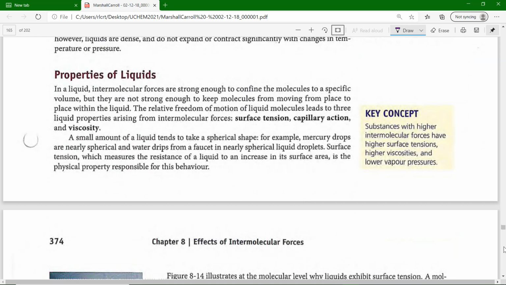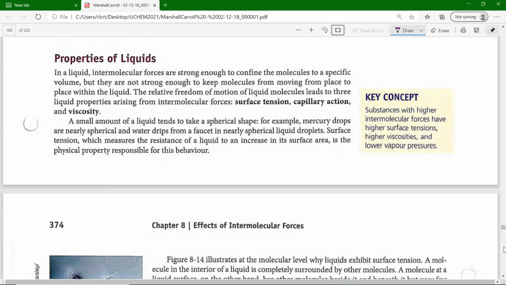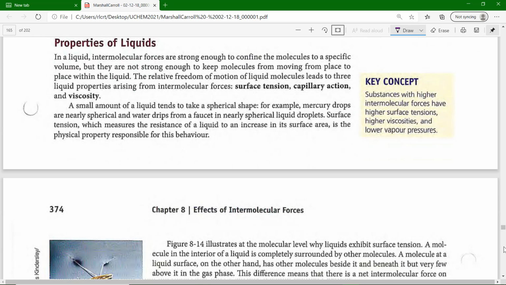So let's look at some properties. That was just a bit of an intro. The relative freedom of motion of liquids leads to three liquid properties: surface tension, capillary action, and viscosity. So surface tension here is, where's my marker? There it is. Greek letter sigma. Viscosity, Greek letter eta. There's really no symbol for capillary action. And look at this important key concept. That's why it's called a key concept, right? Substances with higher intermolecular forces have higher surface tension, higher viscosities, and lower vapor pressure. Water has a high surface tension because it's got lots of hydrogen bonding, which means it has high intermolecular forces.